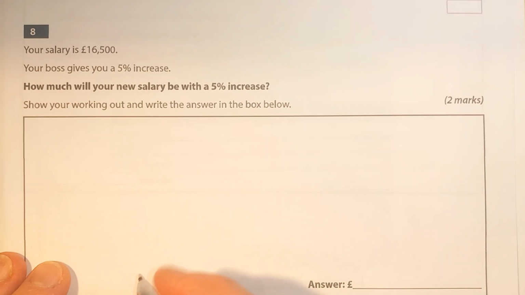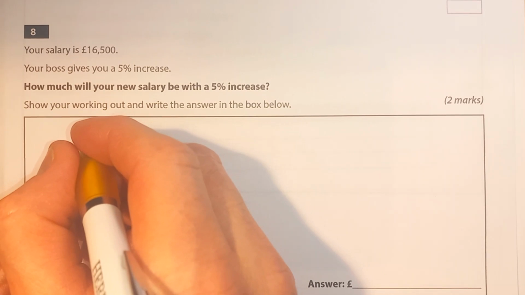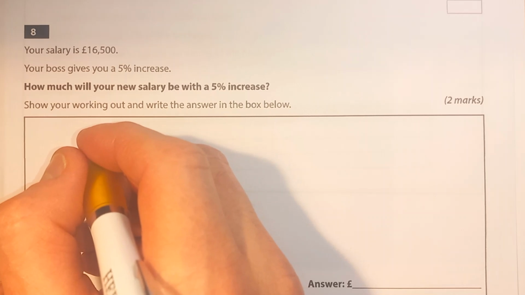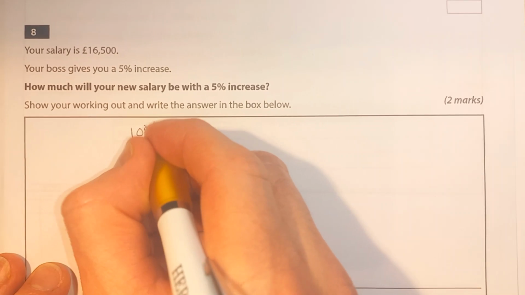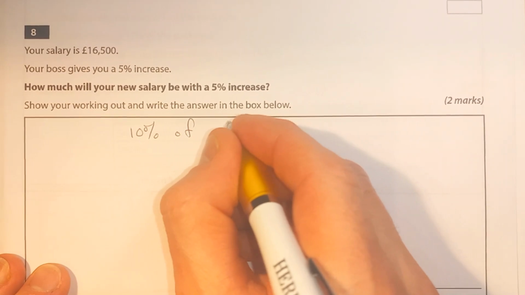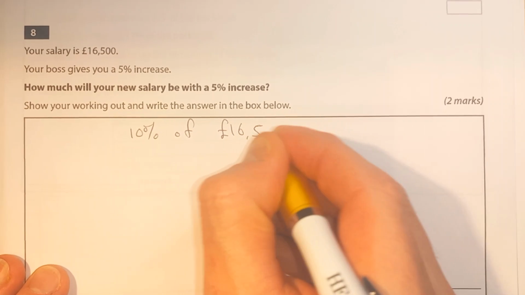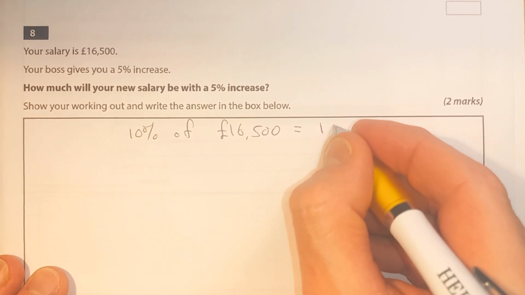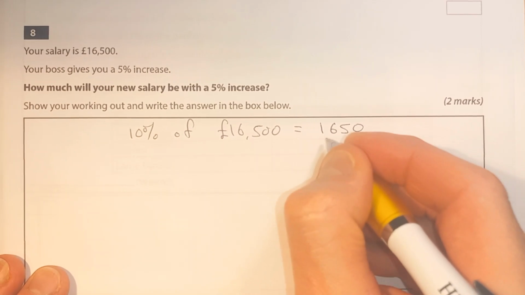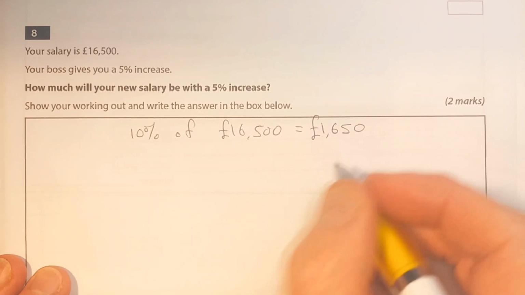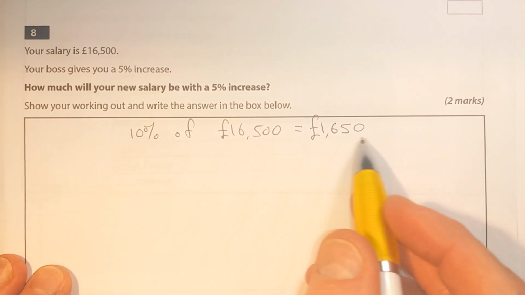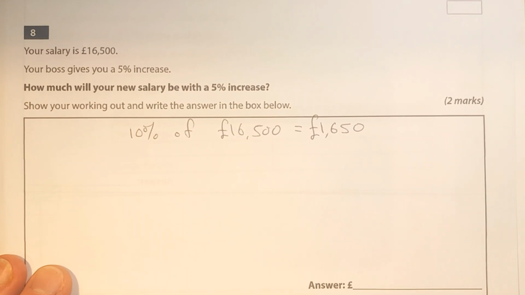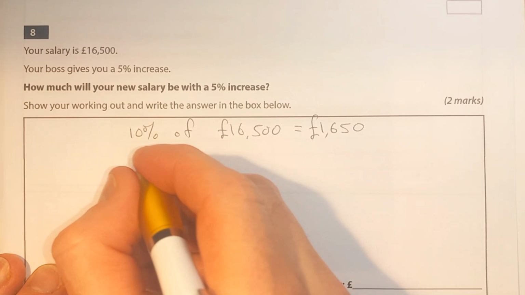Right, so I'm going to do something similar to what we did before. I'm going to say, well, 5% is half of 10%. Well, 10% of 16,500, well, we can just take a 0 off the end. So it's going to be 1650. And then I can put my comma in. So 10% is going to be 1,650. So 5% is going to be half of that.